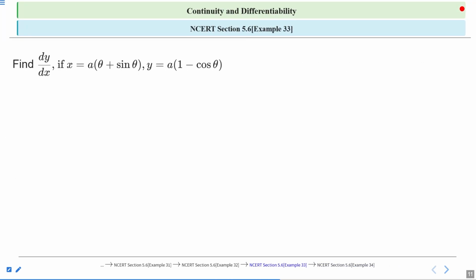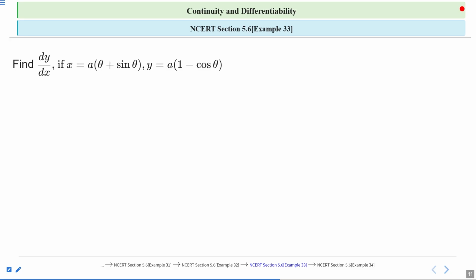Next question is NCERT section 5.6 example 33. Find dy by dx if x is equal to a times theta plus sine theta and y is equal to a times 1 minus cos theta.